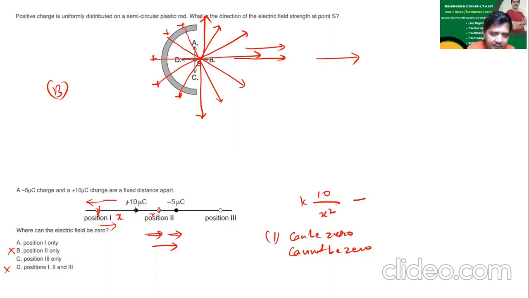See here, if I consider this position 1, the 10 microcoulomb will exert a larger force, while the minus 5 microcoulomb, which is farther away, will exert a smaller force. So from this we can realize that "it can be 0" is incorrect. So "cannot be 0" should be the right one. At position 1, it's not possible. Position 2, definitely not possible. At position 3, it could be possible. This is the only position which is possible. So position 3 is the right answer. Okay, I hope this is clear for you.